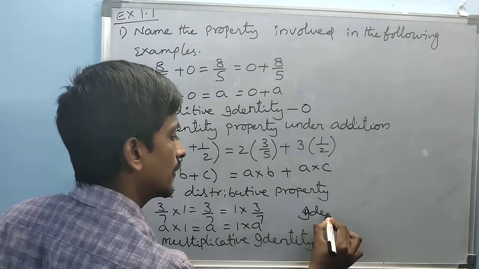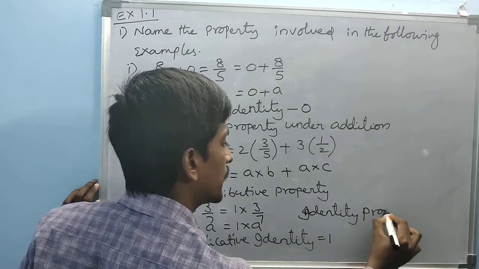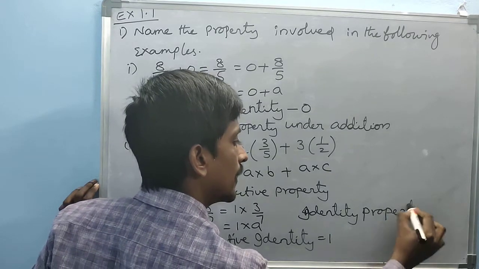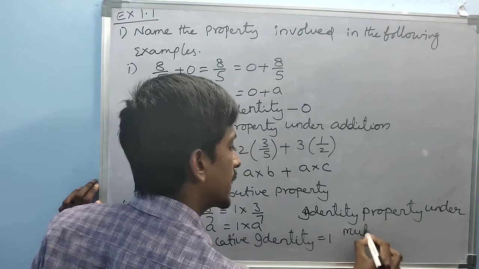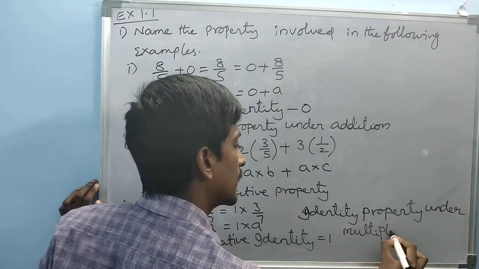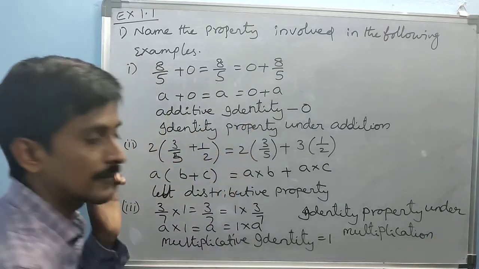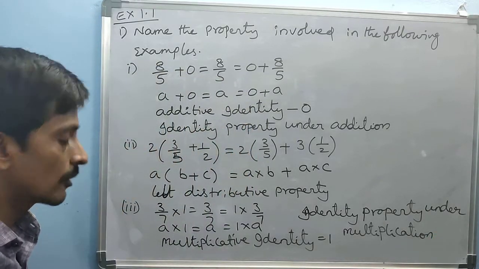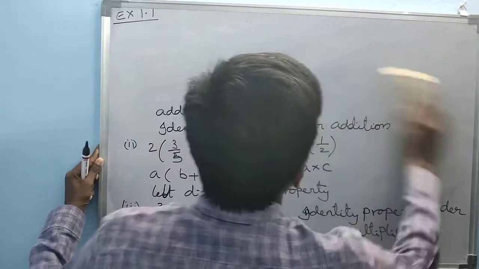This property is called the identity property under multiplication. That is the third one. Next, fourth one.